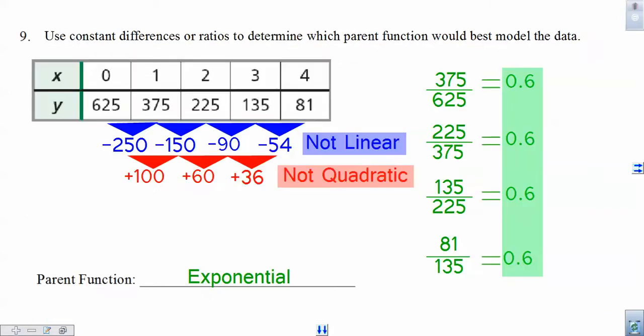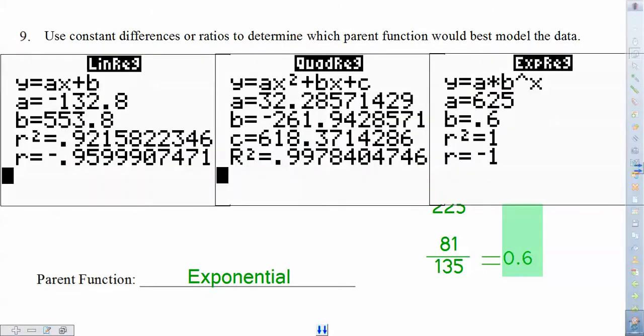The other thing I will say about this problem is that you could also do this by using the graphing calculator. Notice here that when we did regression analysis with linear or quadratic or exponential, exponential is the only one that gave us an r squared of 1. So that obviously is going to be the best fit.